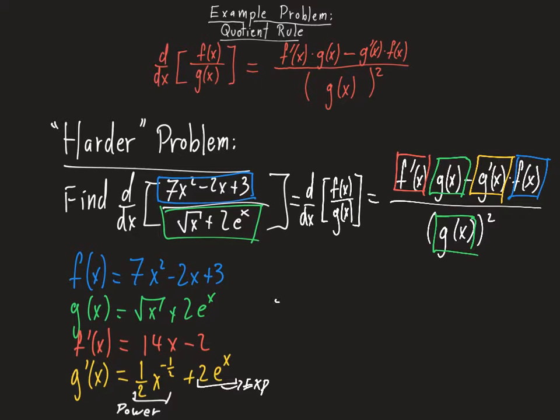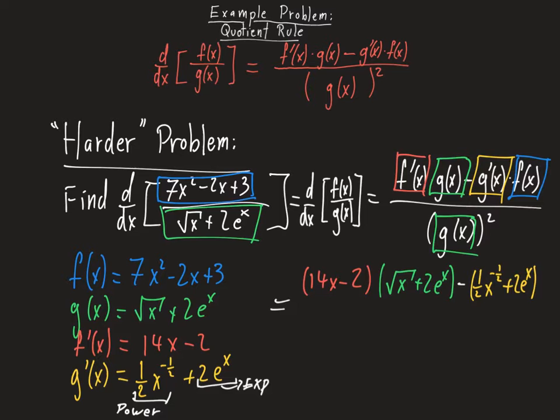All right, the only thing we have left to do now is to rewrite this by plugging in all of the functions we have written down. First off is the function f prime of x in red, which we have written down as being equal to 14x minus 2. This is being multiplied by our function in green, which is equal to the square root of x plus 2e to the x. Next off, we have a minus sign. Then we have our function in yellow, which is equal to 1/2 x to the negative 1/2 plus 2e to the x.